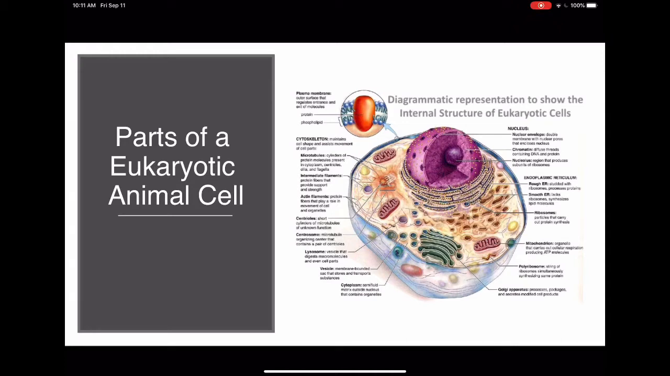And then also we have the plasma membrane. The plasma membrane is very important. There really would not be life if we didn't have the plasma membrane. It's the outer surface that regulates entrance and exit of molecules into and out of the cell. And it actually has proteins embedded in it.